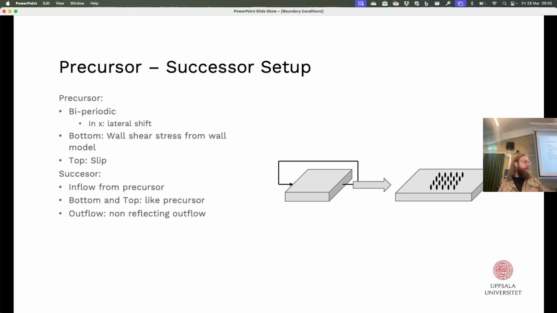Yes? Doesn't this introduce discontinuities at the inlet? No, because it's periodic in the lateral direction as well. So if you think about each simulation being like a brick, then the simulation comes again. You just shift the brick, the row next to each other.